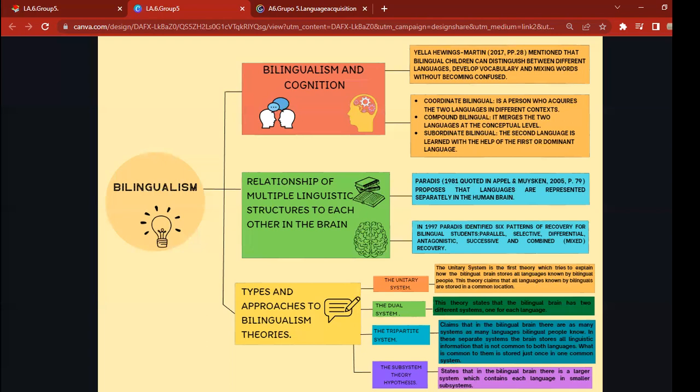The tripartite system claims that in the bilingual brain, there are as many systems as languages the bilingual person knows. In the separate systems, the brain stores all linguistic information that is not common to both languages. What is common to them is stored just once in a common system. Finally, we have the subsystem theory hypothesis. It states that the bilingual brain is a larger system which contains each language in smaller subsystems.